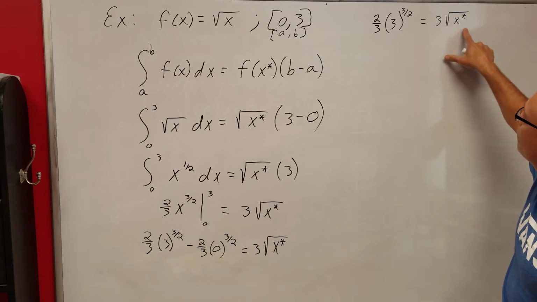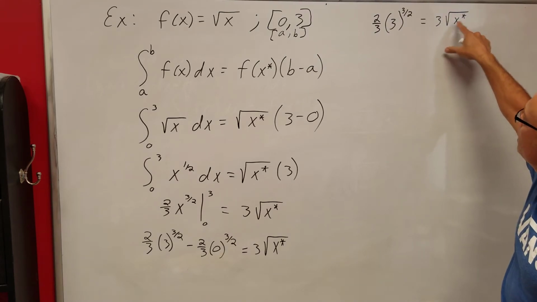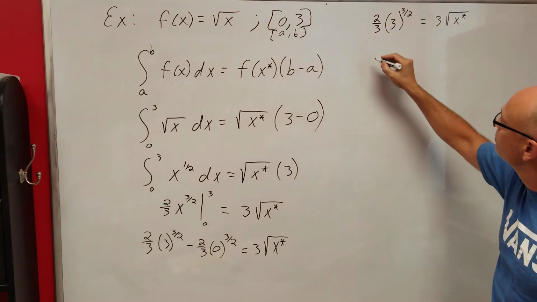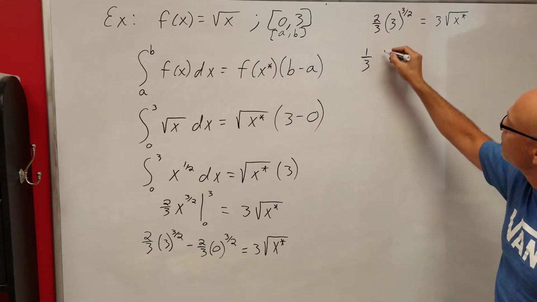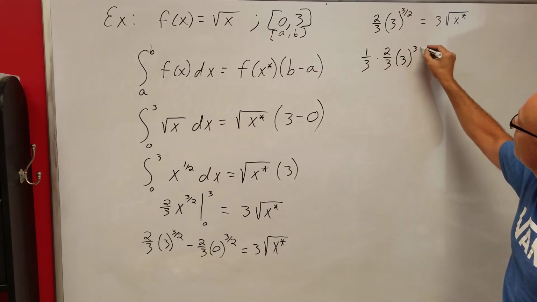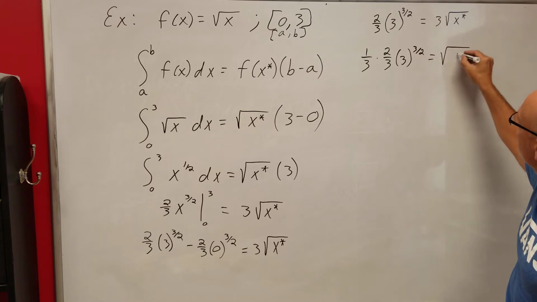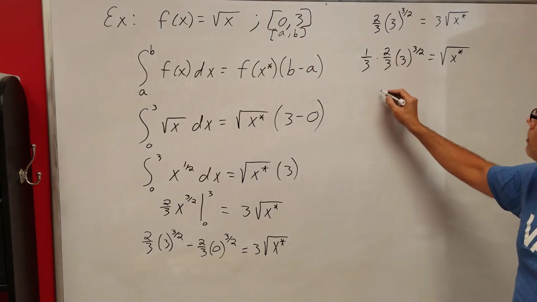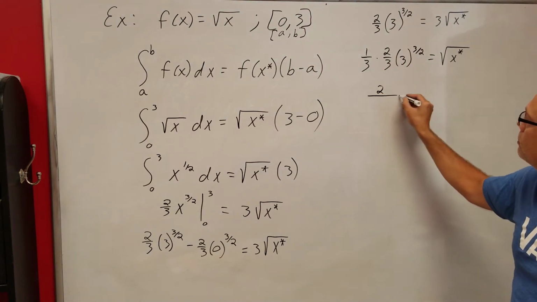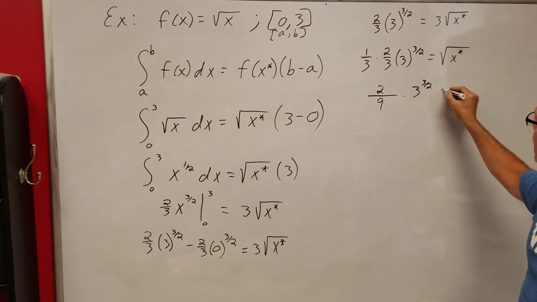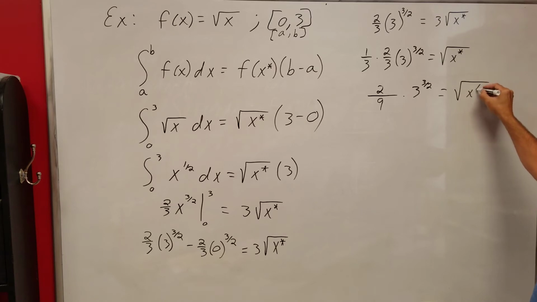Now, we're still solving for x star, so we can either divide both sides by 3 or we can multiply by the reciprocal, right? So I'm going to multiply by the reciprocal. 1/3 times 2/3, 3 to the 3/2 is equal to the square root of x star here. All right, so what does this give me? This gives me 2/9 times 3 to the 3/2 is equal to the square root of x star.